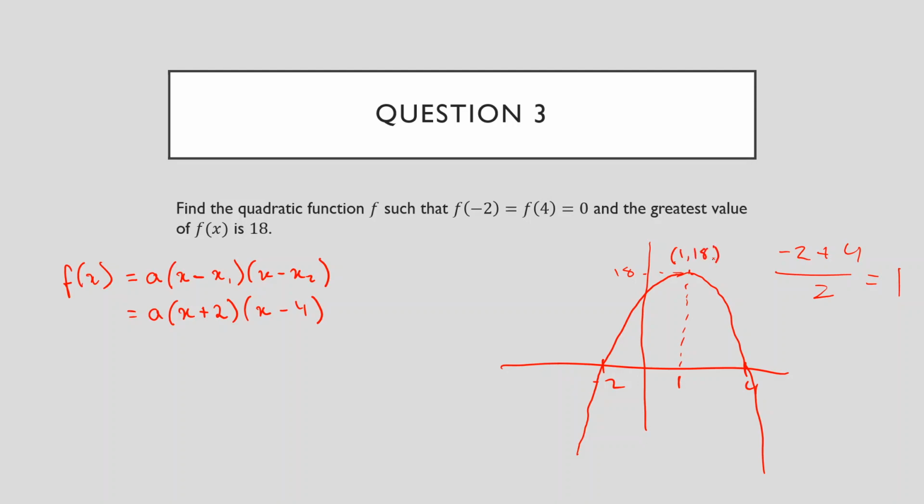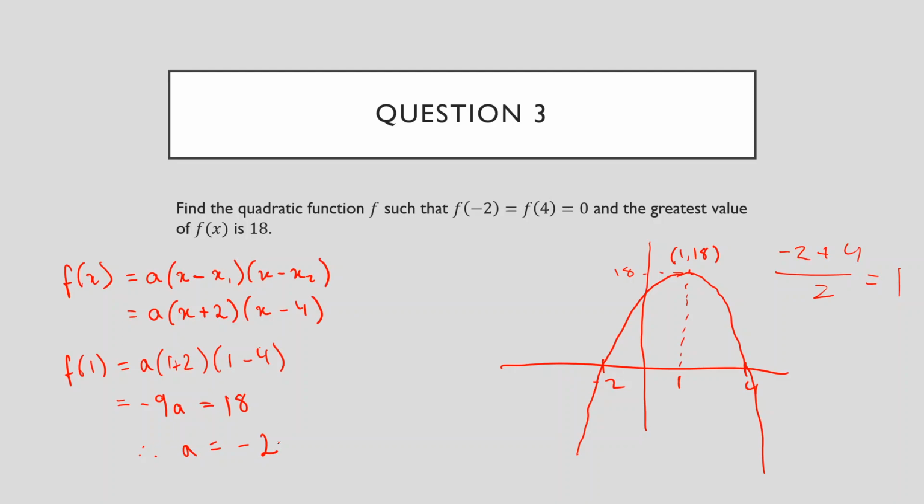All right, lovely. So now I've got a third piece of information that I can use by substituting into my function to solve for a. So when I have f of 1, I get a times 1 plus 2 times 1 minus 4. What does that turn into? Well, 1 plus 2 is 3. 1 minus 4 is -3. So I have a times 3 times -3, get -9a. And I know that when I substitute 1 into my function, I get a y value of 18. So I know that equals 18. And we can solve for a now. 18 divided by -9 is -2.